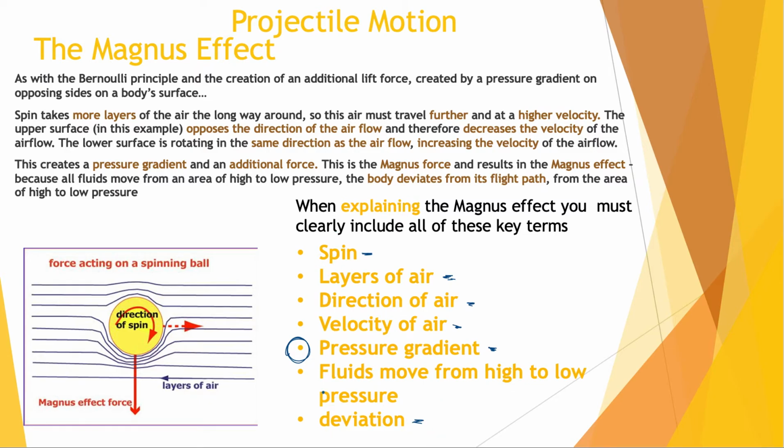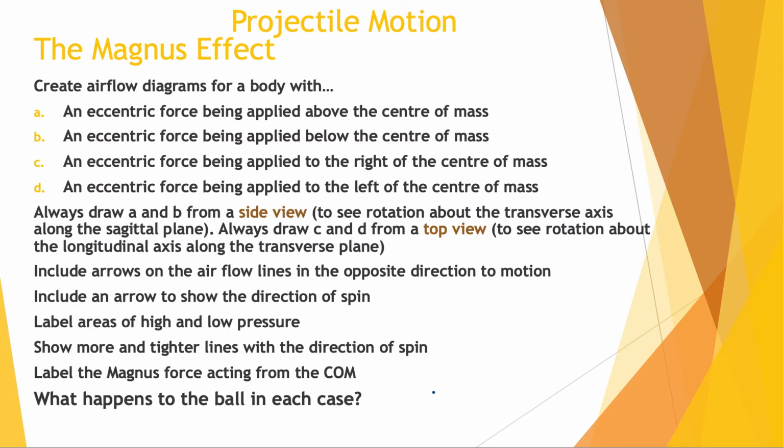So there's a lot to talk about there in explaining Magnus Effect, but we've got to make sure we get in these key terms. The fact that spin controls where the layers of air go. We talk about specific direction of that air by using a specific example. We're going to talk about velocity and therefore air pressures and how that's causing a pressure gradient. What happens when pressure gradients are caused and how that's going to deviate the projectile.